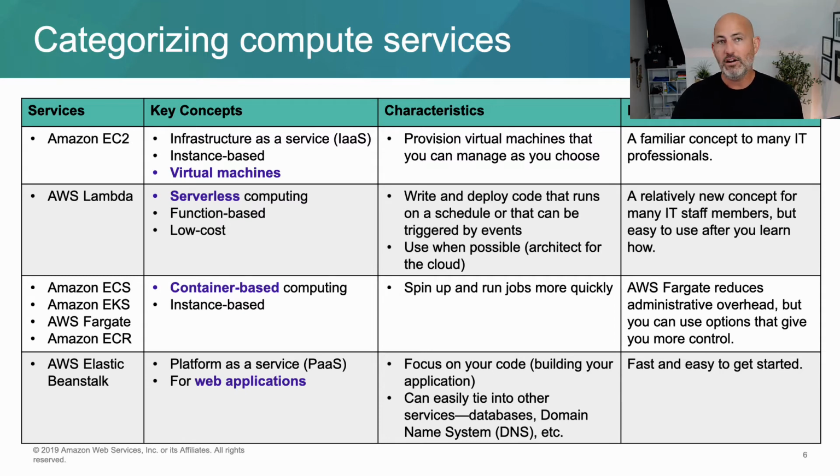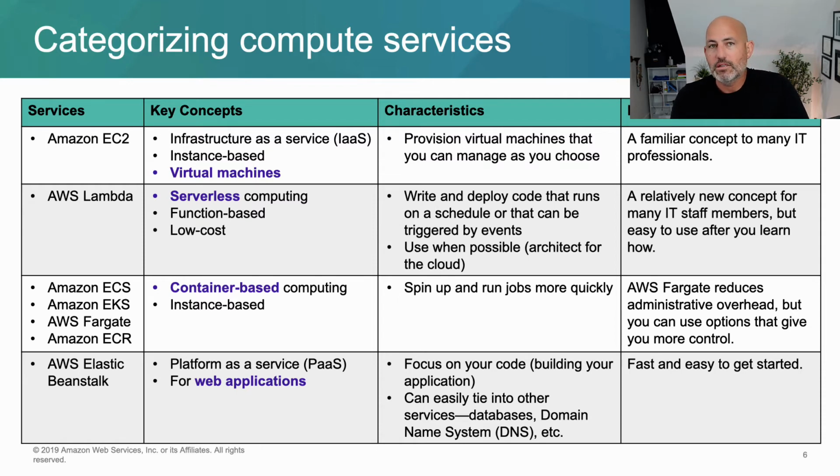And then there's container-based, which would be ECS, EKS, Fargate, ECR. You can spin up and run jobs much more quickly than virtual machines. So that's probably one of the bigger takeaways, is that virtual machine technology is an older technology and much slower. And Fargate, for example, would reduce the administrative overhead, or things like the EKS service as well could potentially reduce the spin-up time for machines.